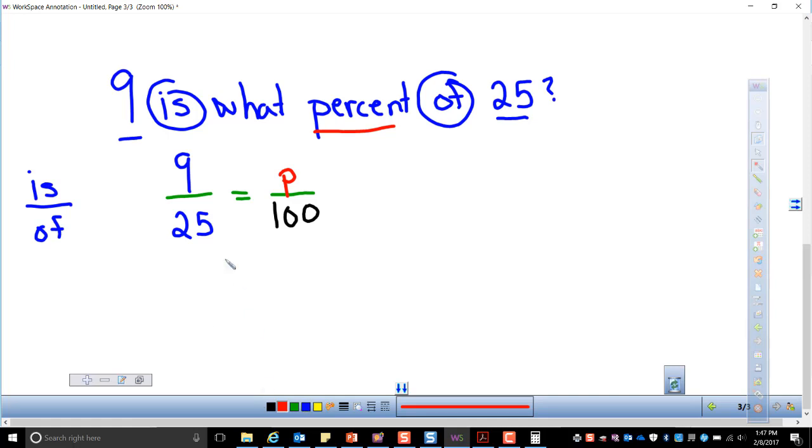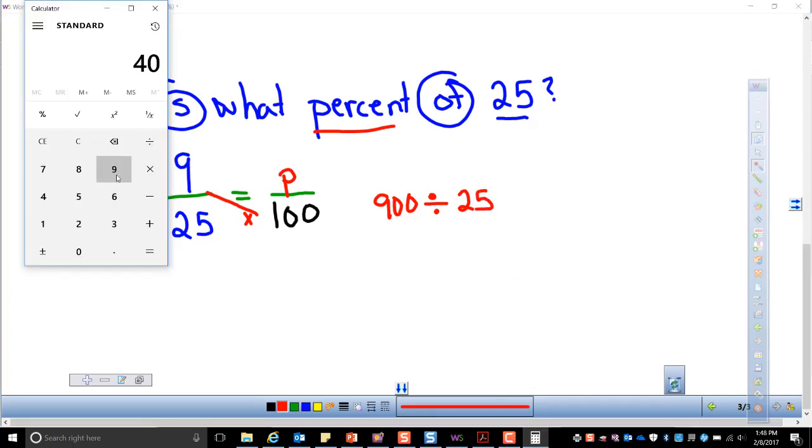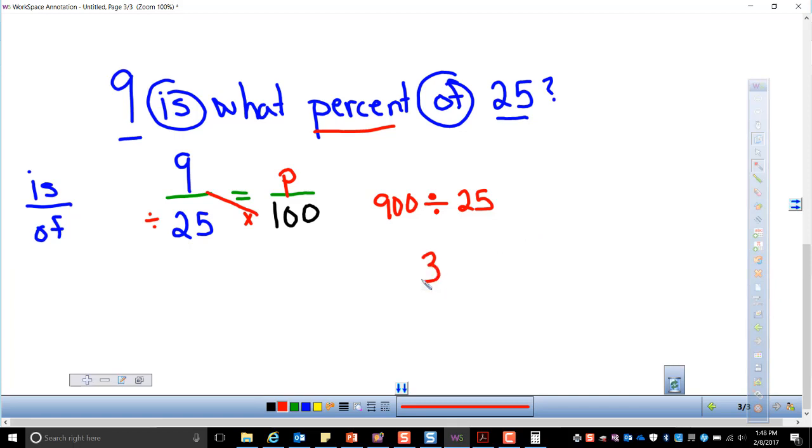Now to solve, we multiply. So we're going to take 9 times 100. That equals 900. And then we're going to divide by 25. So I'll use my calculator. 900 divided by 25 is 36. So my answer is 36%. I need the symbol because my question was what percent. So my answer has to have the symbol. All right, so now we're going to try another one.